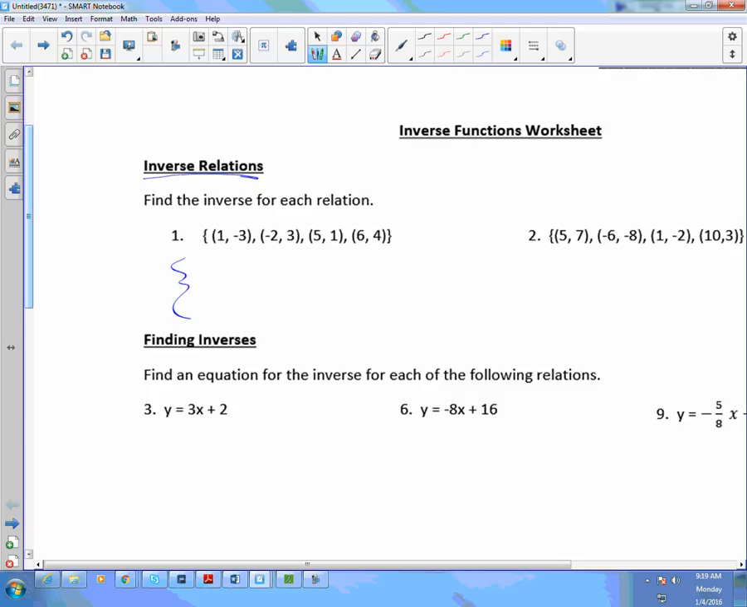If the original point was (1, -3), what's the inverse relation? The sign stays with the number, so it stays with the 3. That's a good question. The sign stays with the number. Okay. Our original is (-2, 3). What's the inverse?